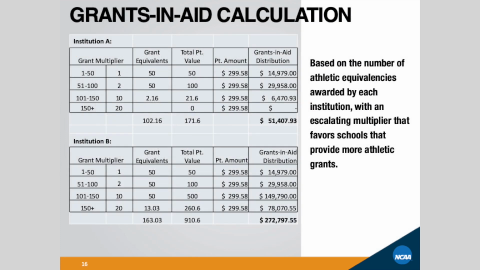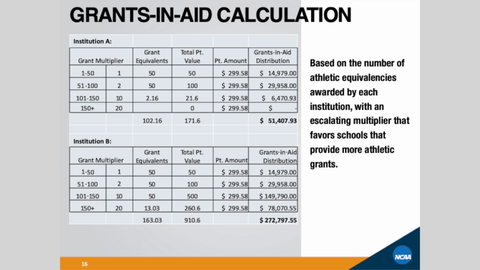The grants and aid calculation is based on an escalating multiplier. The more equivalencies an institution provides, the more grants and aid dollars it will receive. For example, Institution A has a total of 102.16 grant equivalents. The first tier of 50 equivalencies is worth 1 point. Multiplied by 1 equals 50. Then multiplied by the point amount, which is $299.58, yields $14,979. The second tier of 50 is worth 2 points.